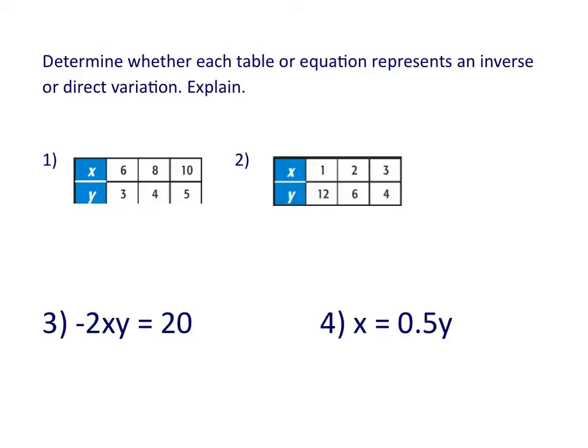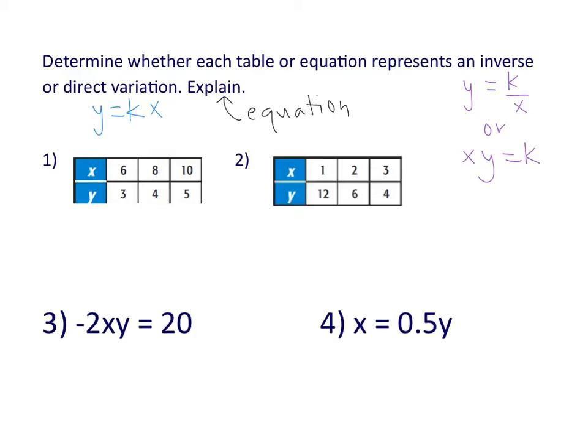Okay, so let's determine whether each table or equation represents an inverse or direct variation and explain. So let's make sure we remember that inverse variation can be y equals k divided by x or xy equals k. And direct variation is in the form of y equals kx. And when we explain our answer, that will be explained by writing an equation. So we won't even need words to explain. We will explain by writing an equation in either an inverse variation form or a direct variation form.